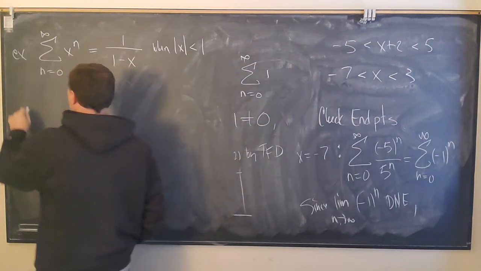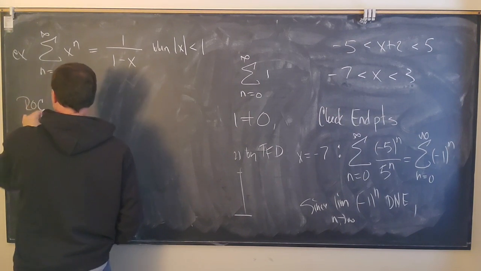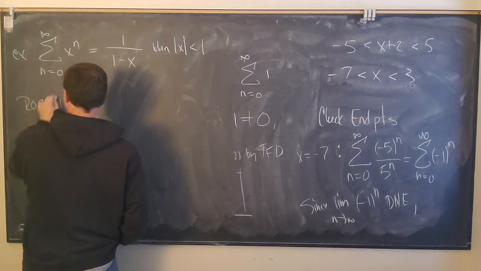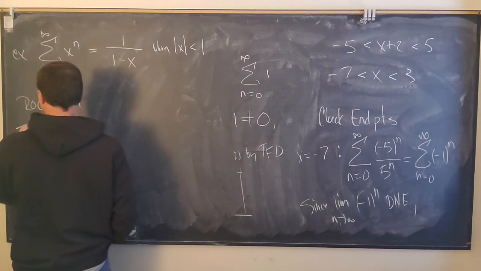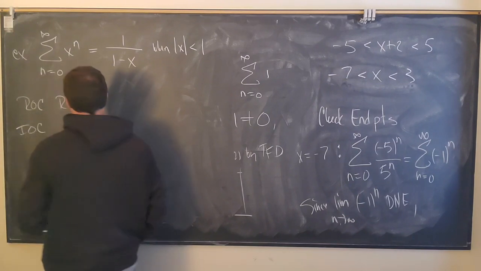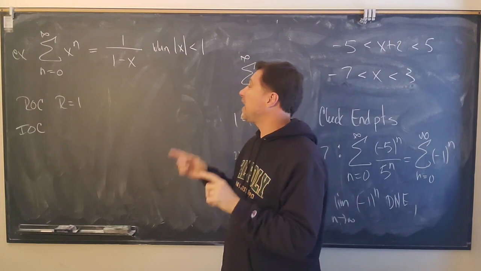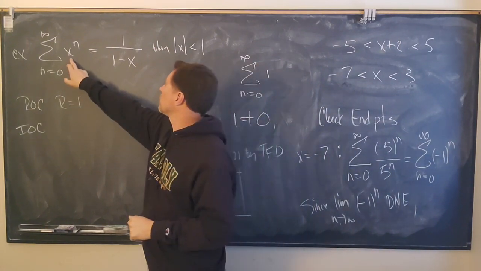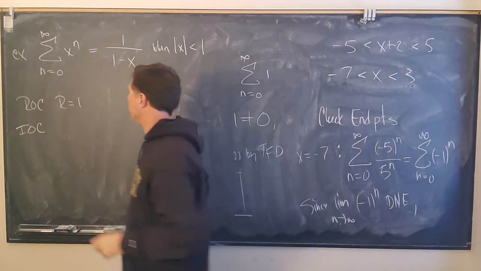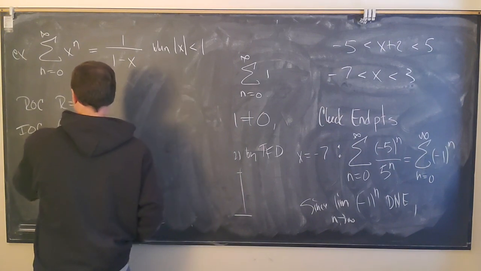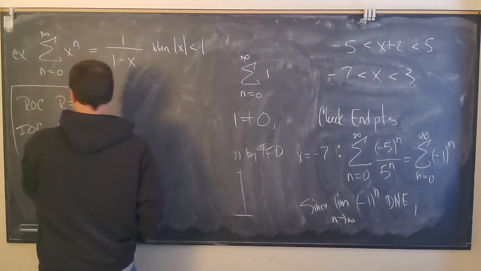So the radius of convergence for this one is 1, R equals 1. For the interval of convergence, you can check the endpoints. In fact, we already checked the endpoints long ago when we were first learning about this. It diverges when x equals plus or minus 1. And so the interval of convergence is minus 1 to 1.